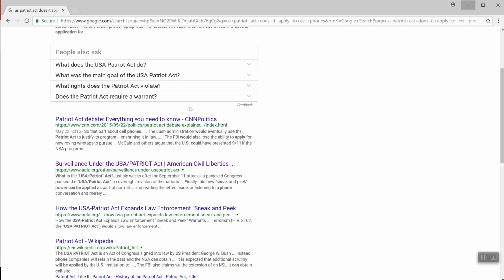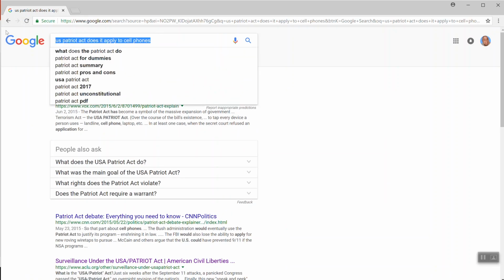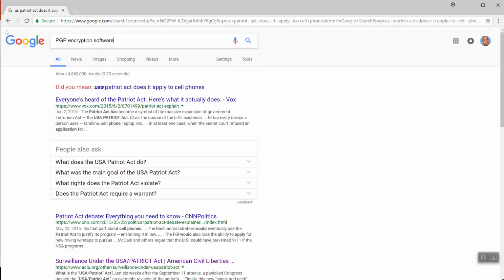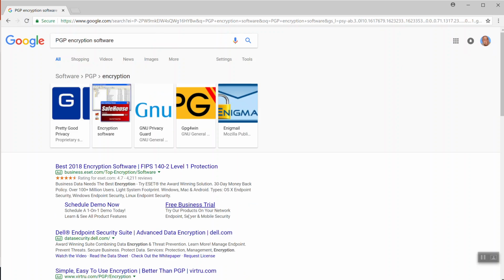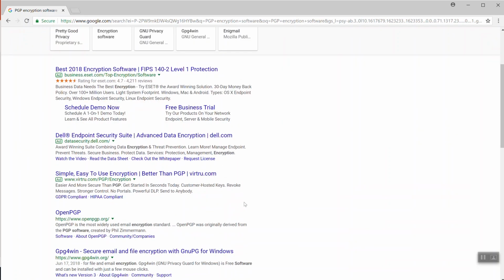There used to be something called Pretty Good Privacy, PGP. I'm not sure if that's even still around. Encryption software. I guess it is still around. Still the most widely used email encryption standard.